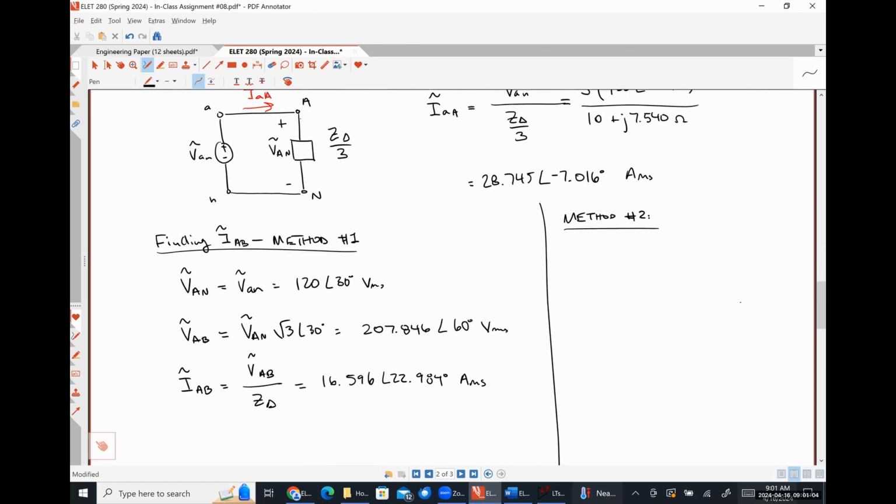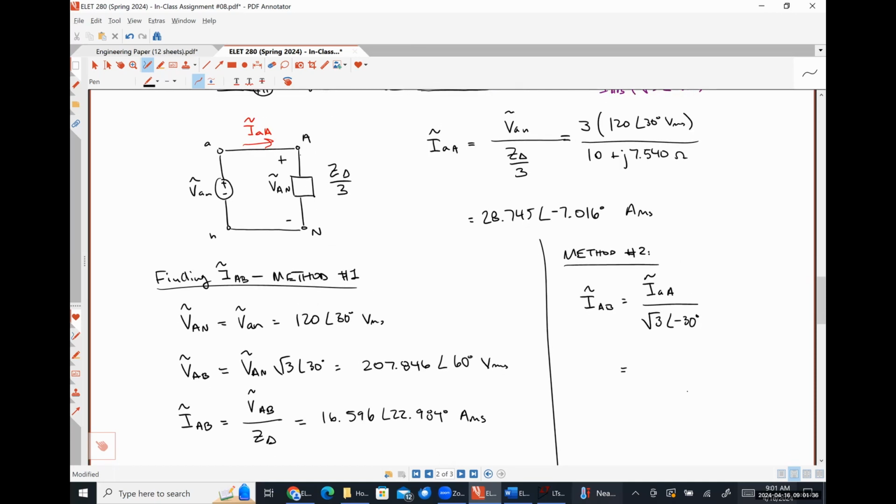So from that, we could say that IAB is just IAA divided by root 3 angle negative 30 degrees. It's negative 30 degrees here because we're going from the C phase to the A phase, whereas it was positive 30 when we were going from the B to the A. Okay, but it's still a very, very similar thing. So we take our current IAA, which was 28.745 angle negative 7.016. Divide that by root 3 angle negative 30, and we get 16.596 with an angle of 22.984 degrees.